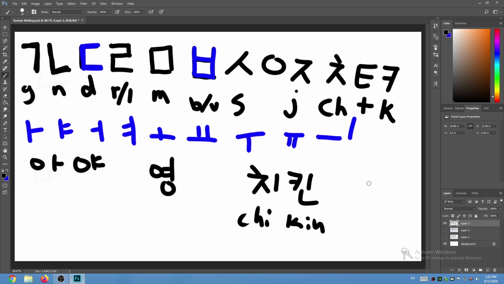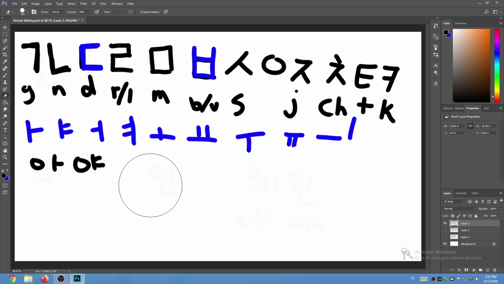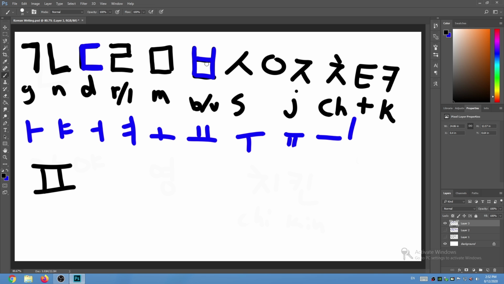Now, the last two letters we have are, if I can get these erased quick enough. Oh, that's too big. All right. We've got piup. Now, piup is very similar to biup, but this is more of a P or even F sound.